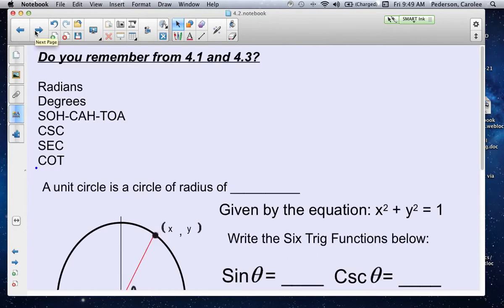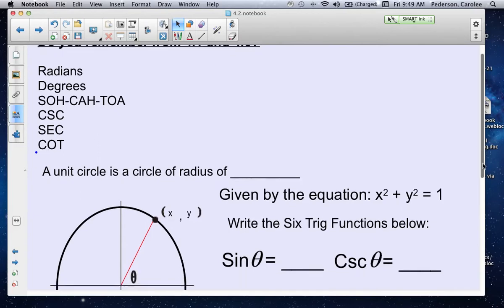So the first thing is, do you remember these things from 4.1 and 4.3? What is radian measure? What is degree measure? SOHCAHTOA from right triangle trig. And cosecant, secant, and cotangent. Don't need to write any of those down. Make sure you know what those are. And then we'll be having a quiz after section 4.4, so later next week.